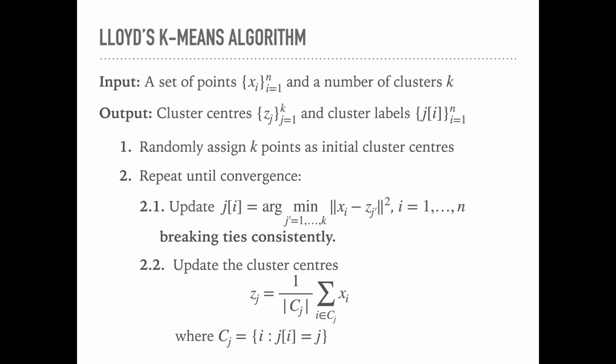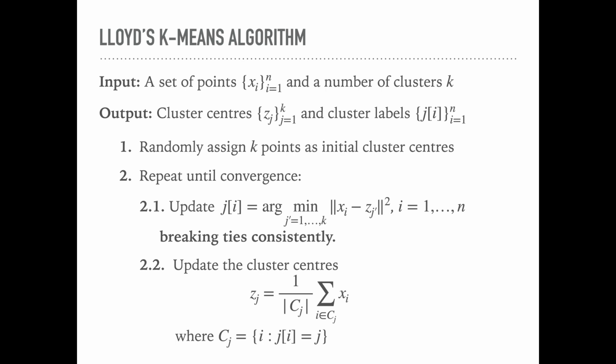This notation Cj is all indices i such that the cluster that xi is in is the jth cluster. And this is where the name of the algorithm k-means comes from, because we are using the mean of the cluster as its center. And there are k of them. That's where the k comes from.